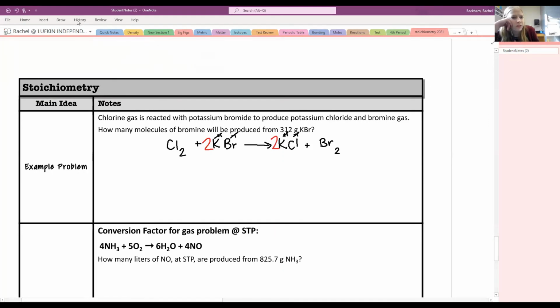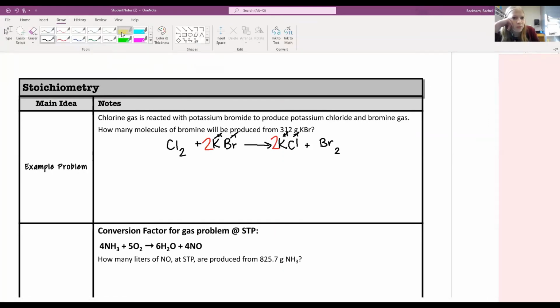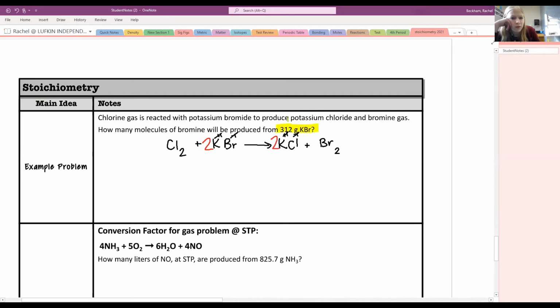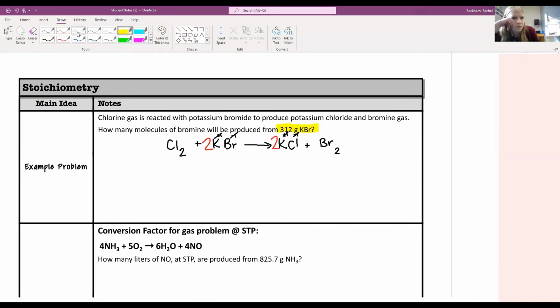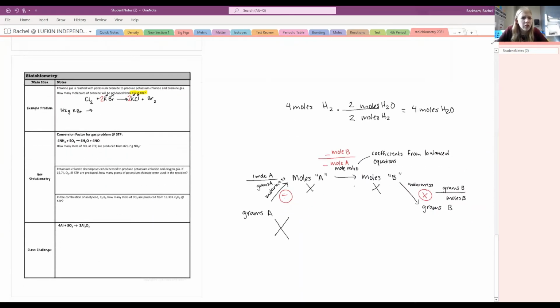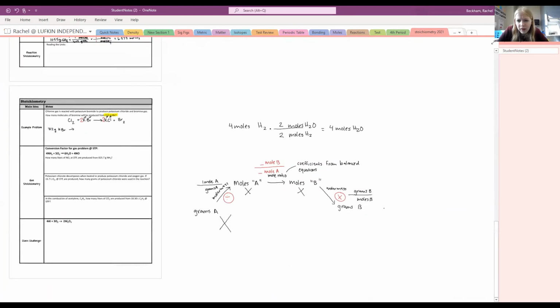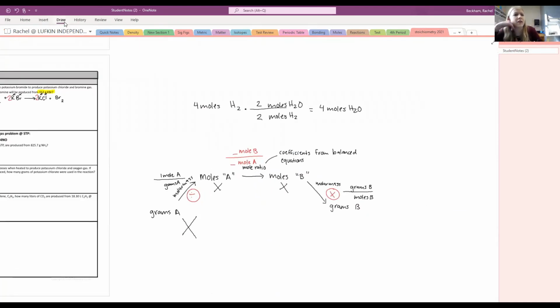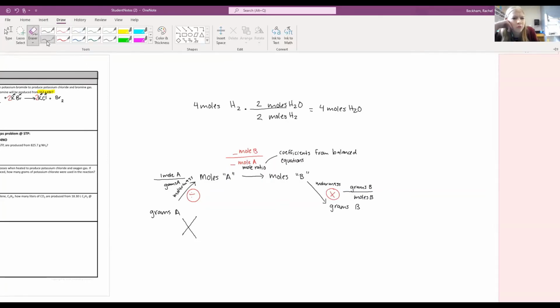Okay, so here's a fun one. It says how many molecules of bromine will be produced from 312 grams of KBr. So we're starting with 312 grams of KBr, and we're trying to get to molecules of bromine, which is a whole different substance. So let's go to our mole map. We're starting with grams of A, but we're not trying to get to grams of B here, are we? We're trying to get to particles.